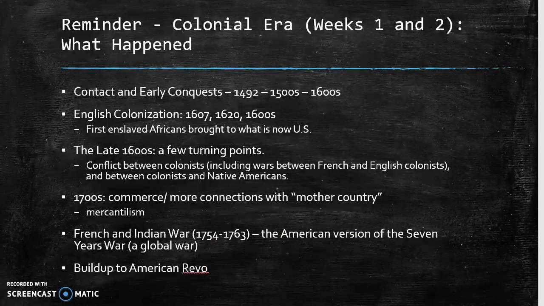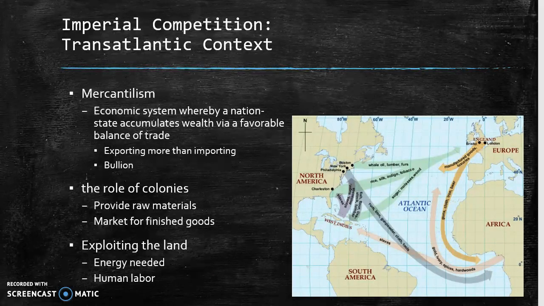I'll talk a little more about that in a minute, but first I'll remind you that in the colonial era, the colonies really existed for the benefit of the mother country. We'll just talk about North America. They were supposed to turn a profit, and the way to do that was massive exploitation of the land and of the people in order to provide raw materials for the mother country.